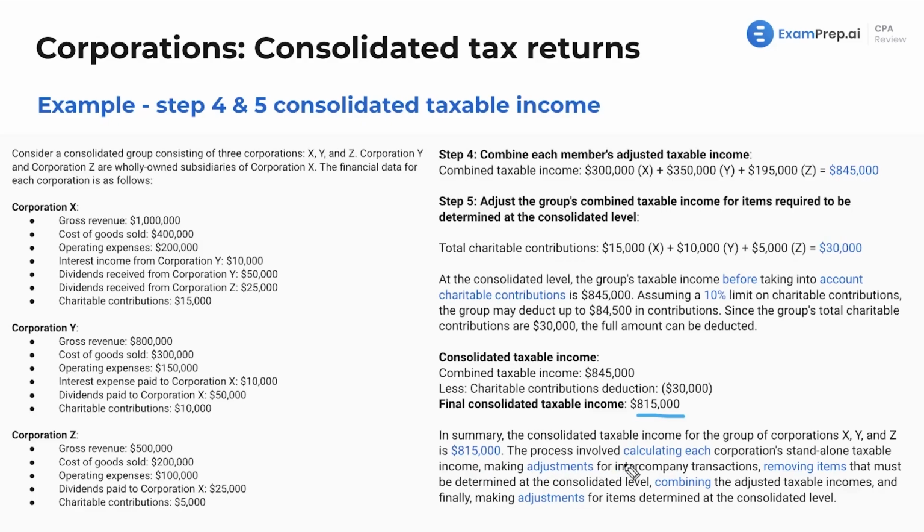The process involved calculating each corporation's standalone taxable income, making adjustments for intercompany transactions, removing items that must be determined at the consolidated level, combining the adjusted taxable incomes, and finally making adjustments for items determined at the consolidated level.